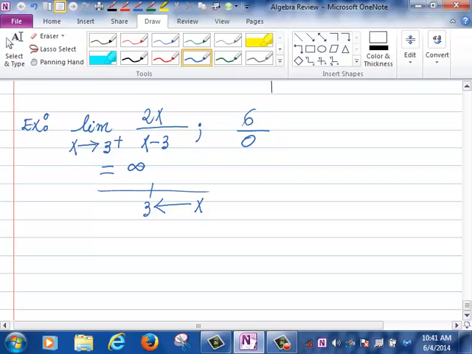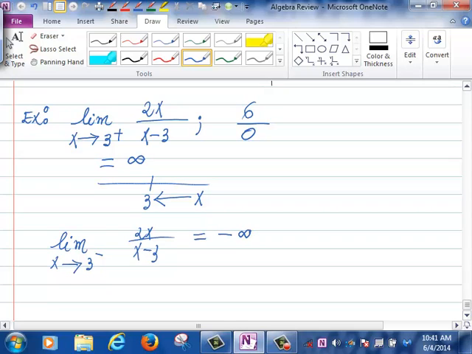Now, can someone tell me very quickly what's the limit as x going to 3 from the left side of 2x over x minus 3? What is that limit? Negative infinity. And if I ask you what's the limit as x going to 3 of the same fraction, what did you say? It does not exist. Okay. All right.